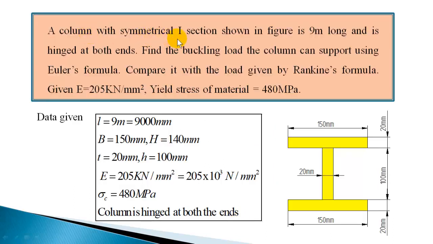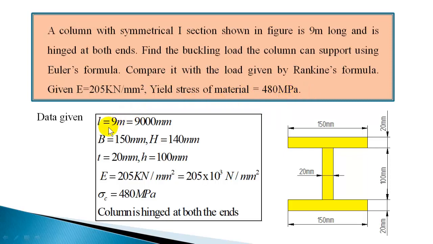A column with a symmetrical I section shown in figure is 9 meter long and is hinged at both ends. Find the buckling load the column can support using Euler's formula. Compare it with the load given by Rankine's formula. Given E is equal to 205 kilonewton per mm square, yield stress of material is equal to 480 megapascal.